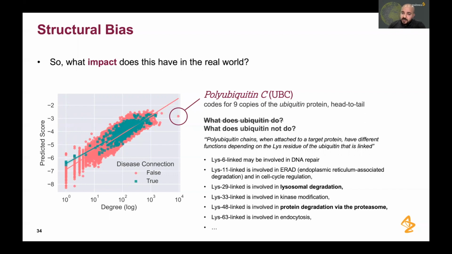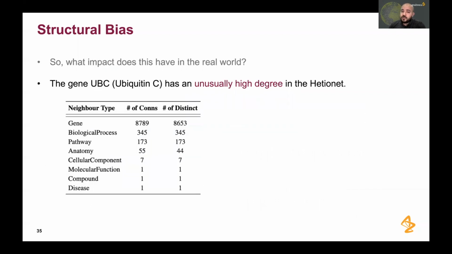Now, with the current knowledge on the function of ubiquitin protein, you might think it probably has a lot of connections to genes, which it indeed does. So what we have here is the connectivity of UBC in HETUNET. And as we see, the overwhelming majority of its connections is to other genes and not many to diseases.